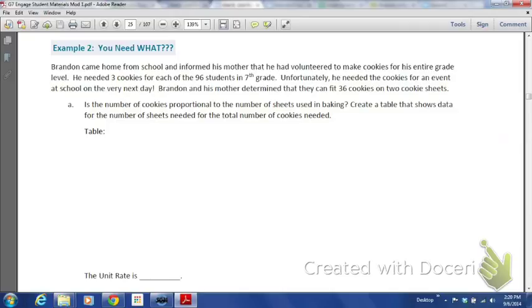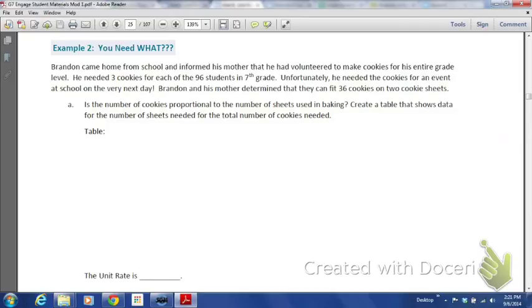Okay. So Brandon came home from school and informed his mother that he had volunteered to make cookies for his entire grade level. He needed 3 cookies for each of the 96 students in 7th grade. Unfortunately, he needed the cookies for an event at school on the very next day. Brandon and his mother determined that they can fit 36 cookies on 2 cookie sheets. So, A, is the number of cookies proportional to the number of sheets used in baking? B, create a table that shows data for the number of sheets needed for the total number of cookies needed.